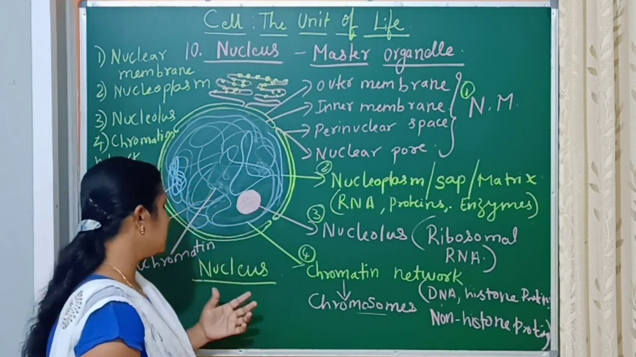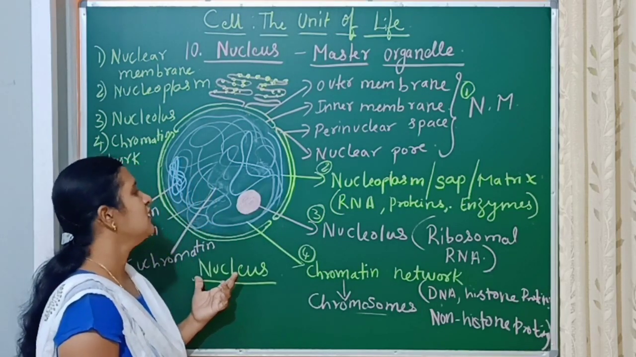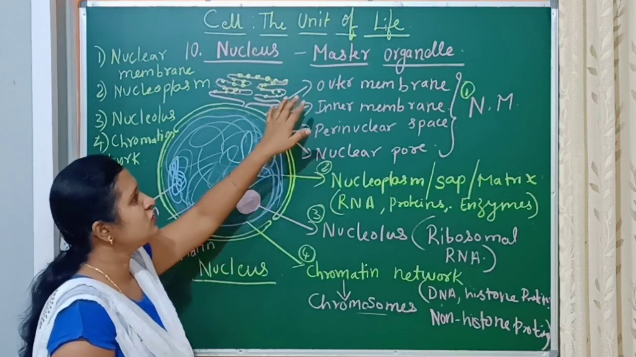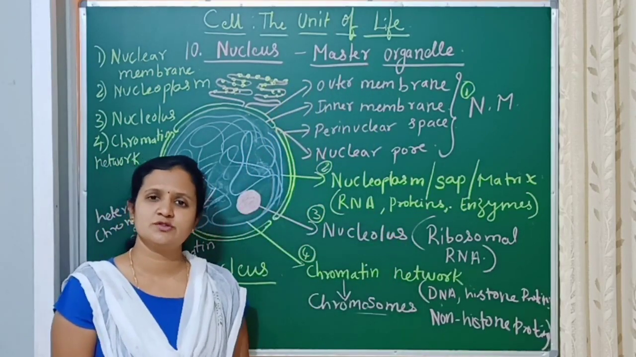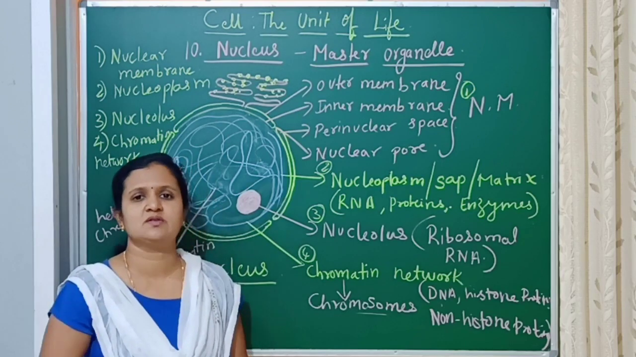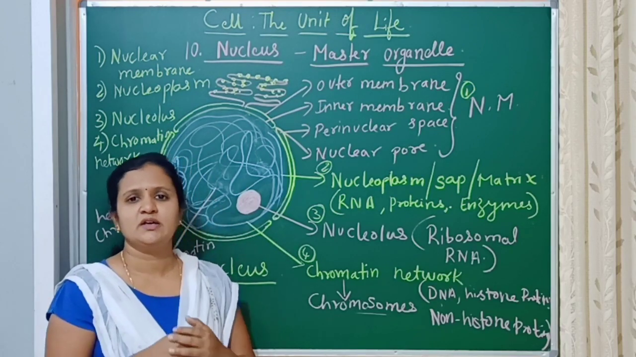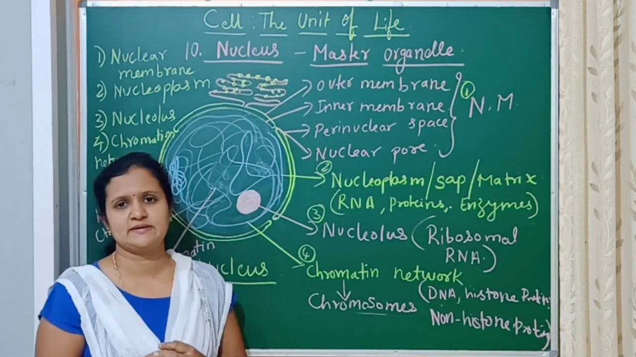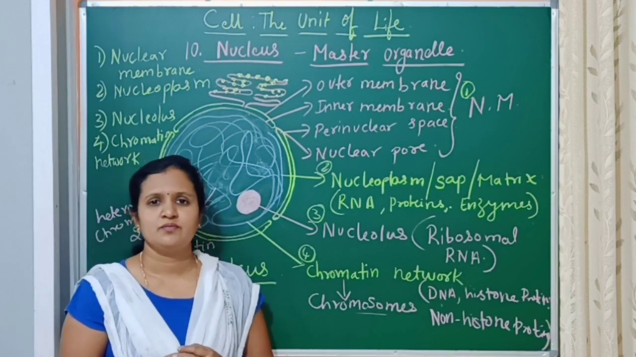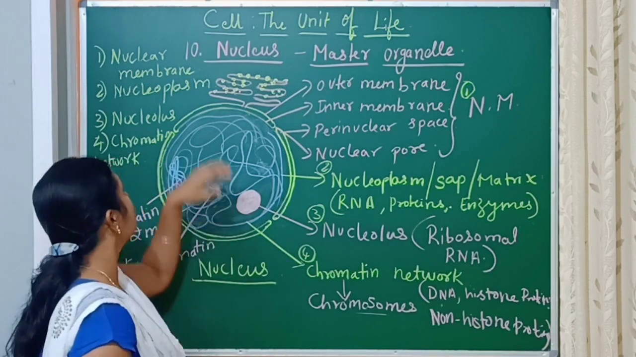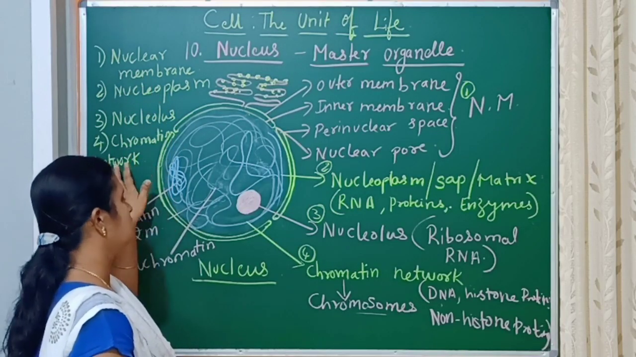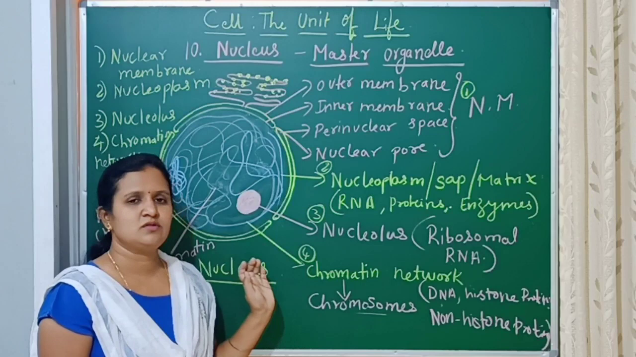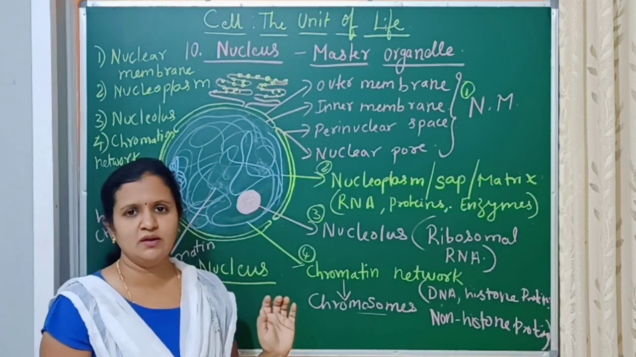So this is about the structure of the nucleus. As for the function, it is called the master organelle because it controls all the activities and functions in the cell. The nucleus is mainly made up of the nuclear membrane, nucleoplasm, nucleolus and the chromatin network. So this is the structure and function of the nucleus.